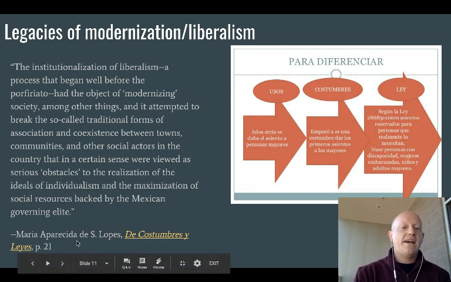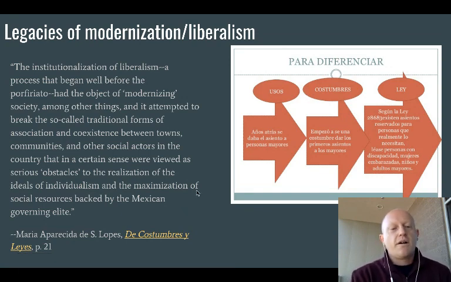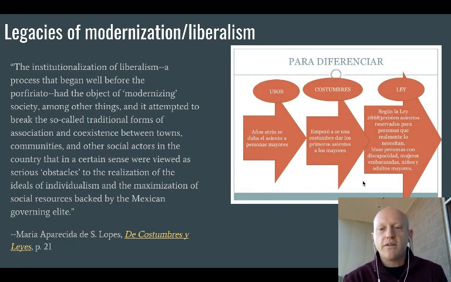The quote here is by Maria Aparecida de Lopez, who wrote a book called De Costumbres y Leyes. If you click on the link, it'll take you to the Google Books site for that. But what she's talking about is this process of going from usos y costumbres to law. And I'm sorry, this one's in Spanish, but it was a quick slide I was able to pull in just to help us think about, I think, something that we don't often think about, which is how these things impact people's lives as transitions are made. This is especially the case in rural Latin America, and these are issues that people are still trying to deal with today.